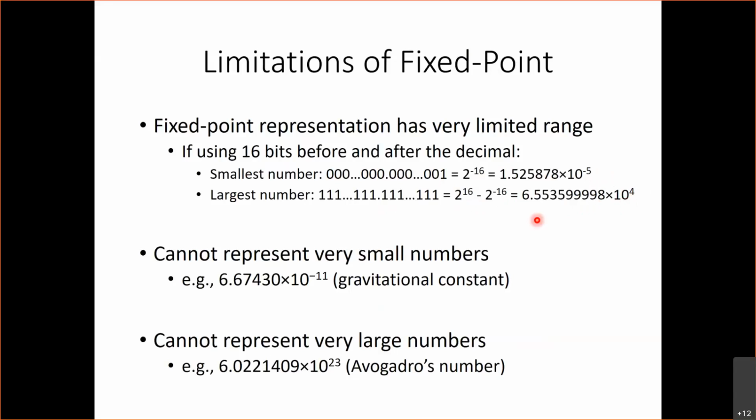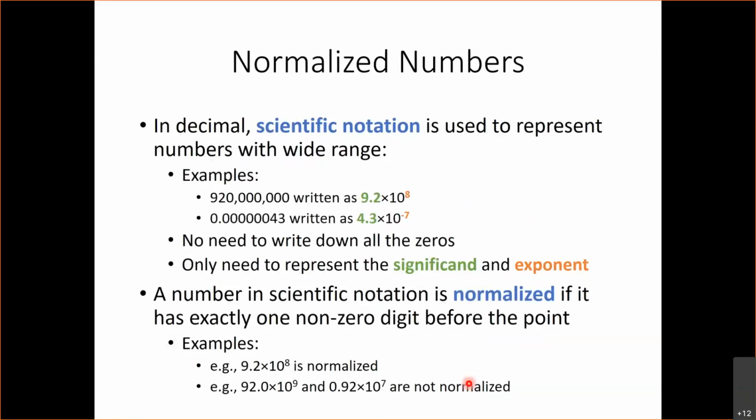For example, we cannot represent very small numbers like the gravitational constant. We cannot represent very large numbers like Avogadro's number. So what we did is we wanted to find an alternative representation that gave us better range. And for this reason, we looked at floating point.